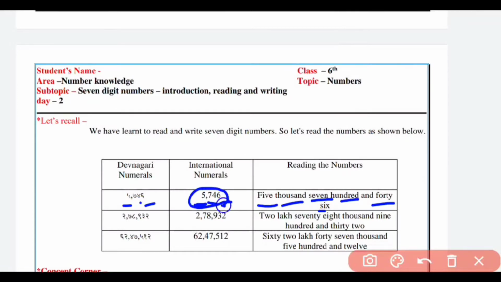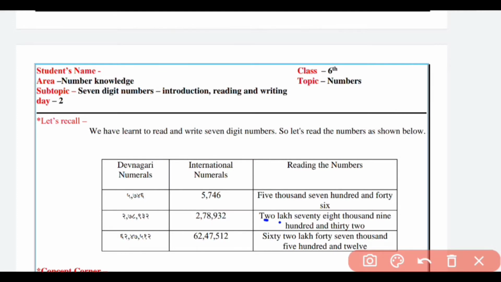Now let us go to the next number. In Devanagari numerals it is written as 2, 7, 8, 9, 3, 2. In international numerals it is written as 2, 7, 8, 9, 3, 2. And then how to read it? We have to start from the first digit 2. It is at lakhs place. So we start from 2 lakh.